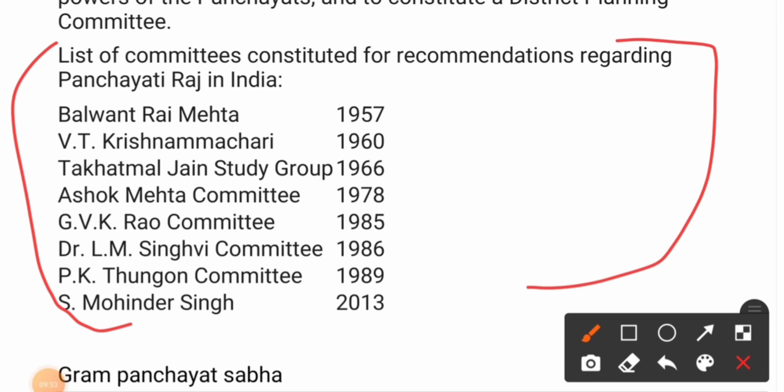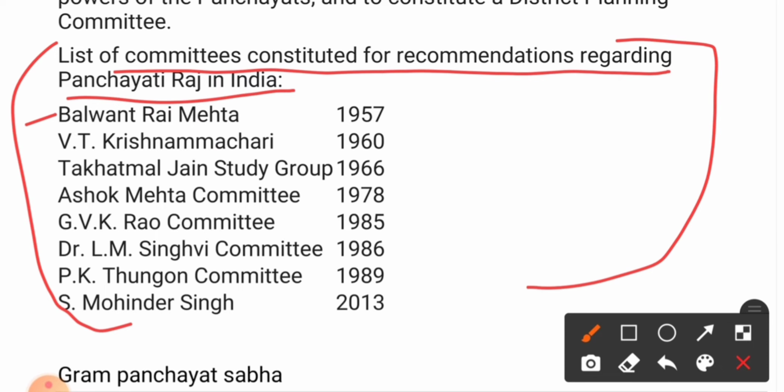Now here you can see in front of you, this is the list of committees constituted for recommendations regarding Panchayati Raj in India. The first one was Balwant Rai Mehta, 1957, the first committee you need to remember. Then after that we had V.T. Krishnamachari in 1960. Then we have the Takatmal Jain Study Group, 1966. Then the Ashok Mehta Committee, 1978. G.V.K. Rao Committee, 1958. Dr. L.M. Singhvi Committee, 1986. P.K. Thungon Committee, 1989. And the last one was the S. Mohinder Singh Committee, in 2013.